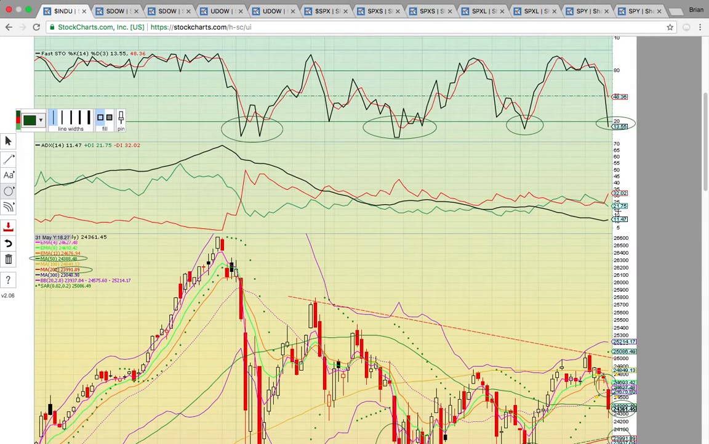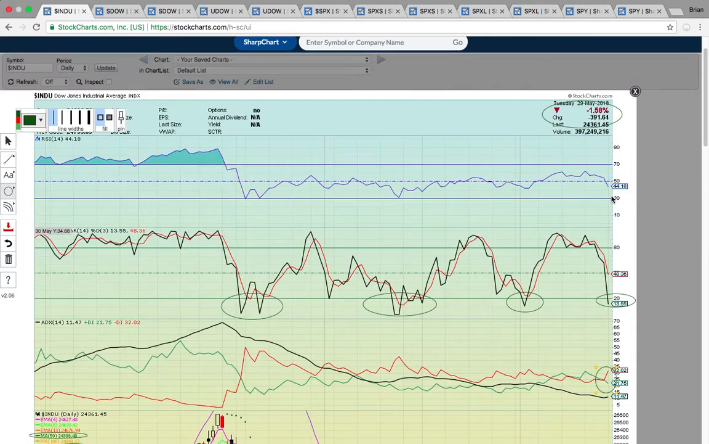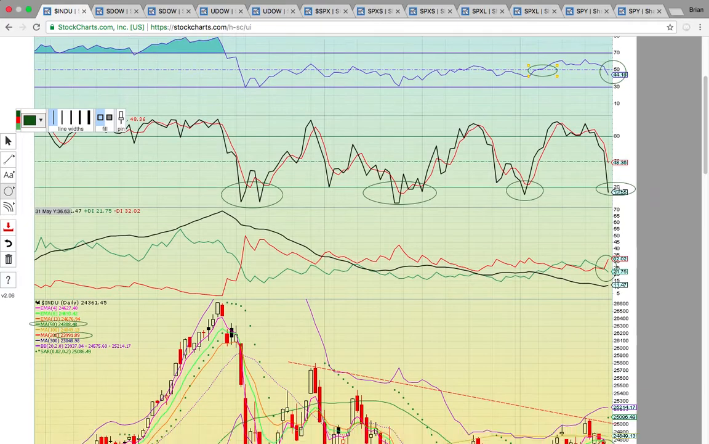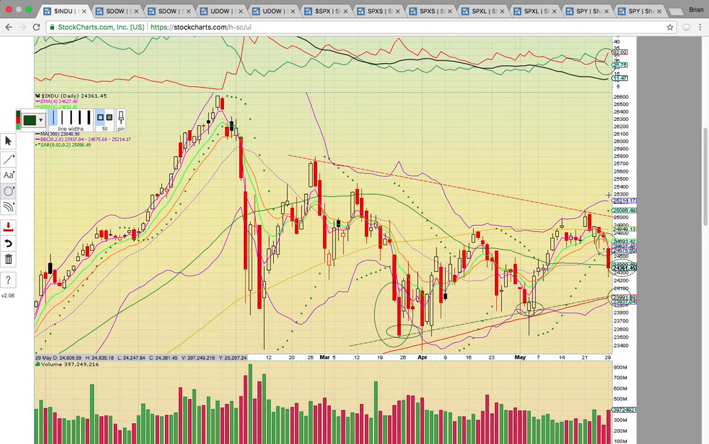Now notice that there is a bear cross here on ADX. You have minus DI, the red line, crossing over the green line. That does signal downside risk, and RSI dropped below 50. It was above 50 for 3 weeks, and then dropped below. That's a big signal that the chart is cooling down. So there are lots of red flags on the chart.